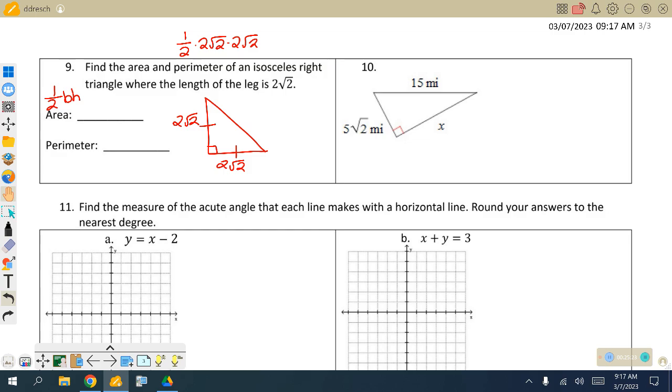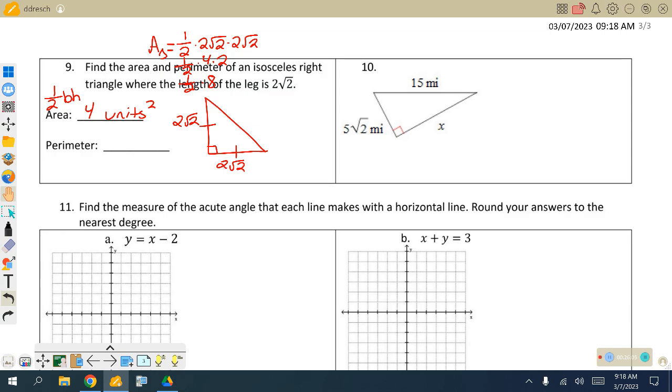2 times 2, root 2 times root 2. 2 times 2 is 4, and root 2 times root 2 is the square root of 4. And 4 times 2 gives me 8. And half of 8 takes me back to 4. So the area is 4. Do I have units here? No. So 4 units squared. And I'll write the area of a triangle right there. Okay.